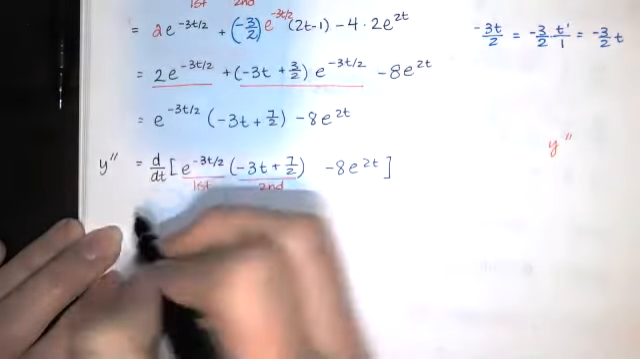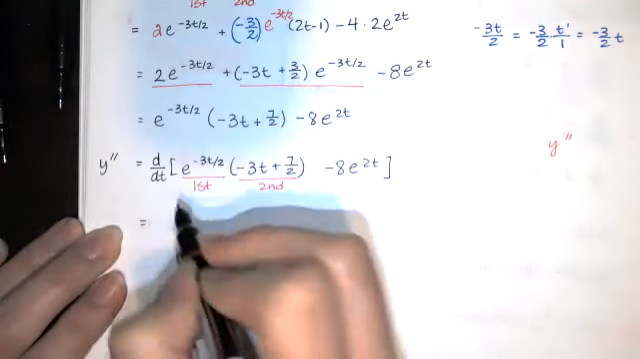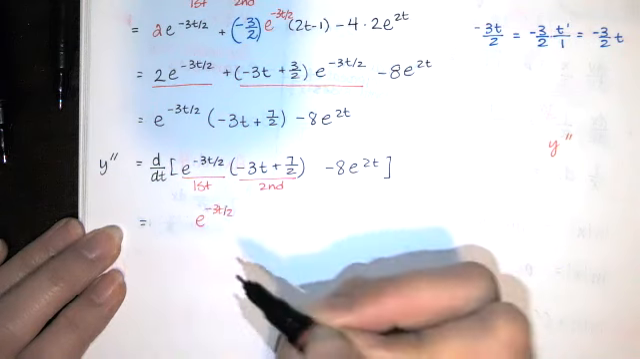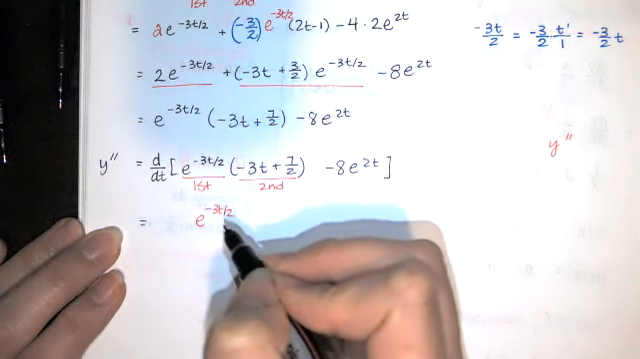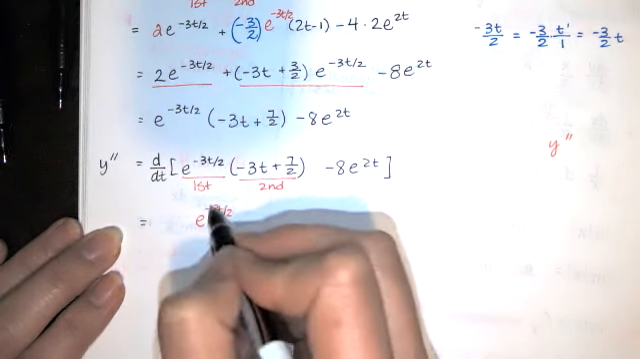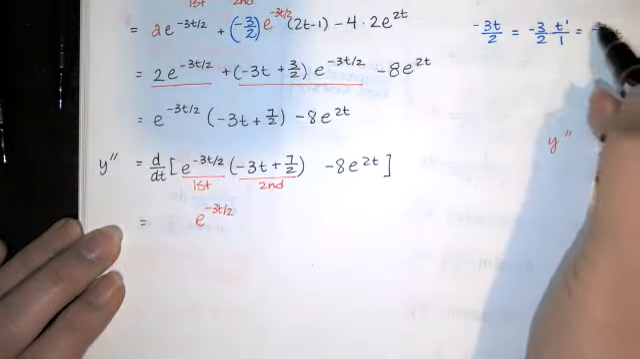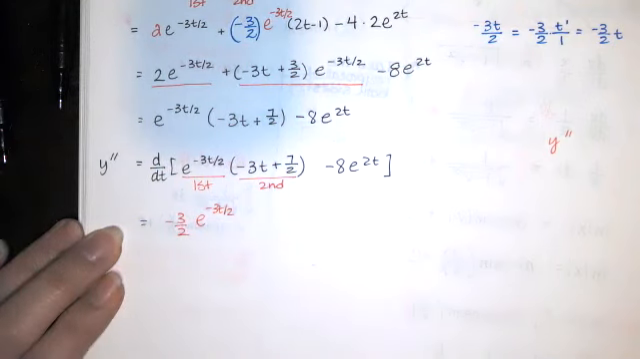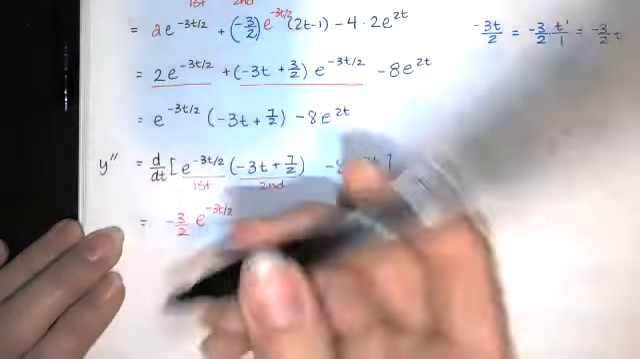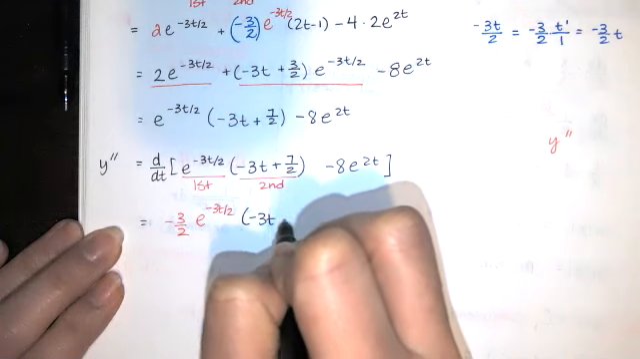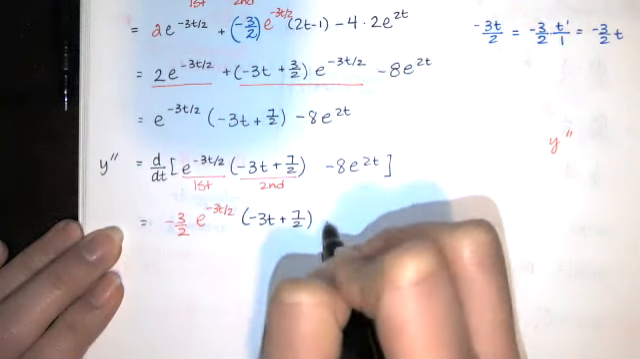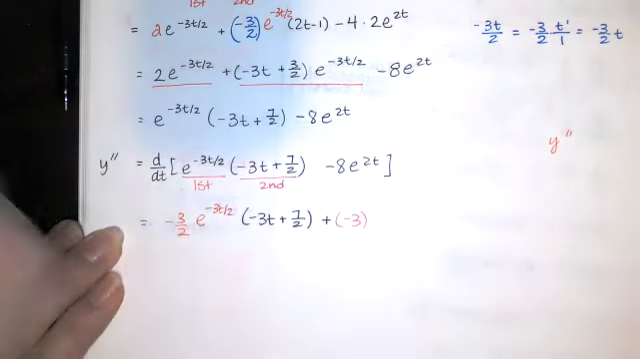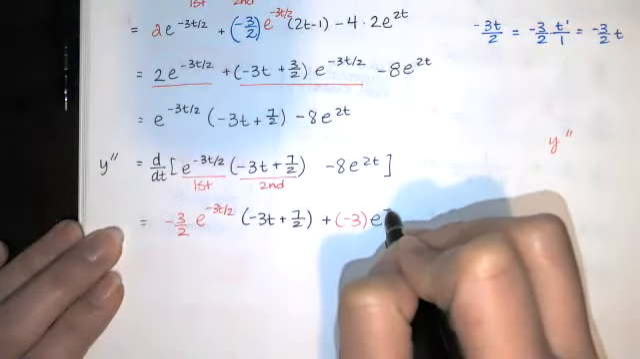We have the derivative of the first times the second. Derivative of e to some power is e to that power times the derivative of the inside. The derivative of the inside is the constant that's multiplying t, and the constant that's multiplying t here is that -3 over 2. That's derivative of the first times the second. And then we want to add the derivative of the second function, which is -3, times the first.